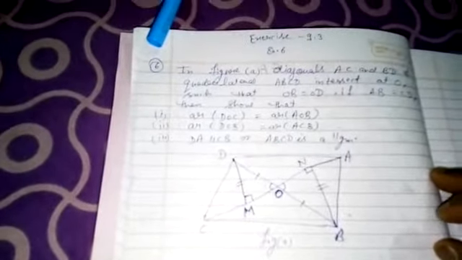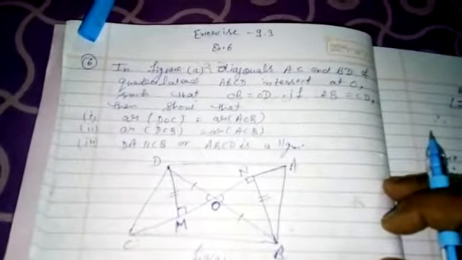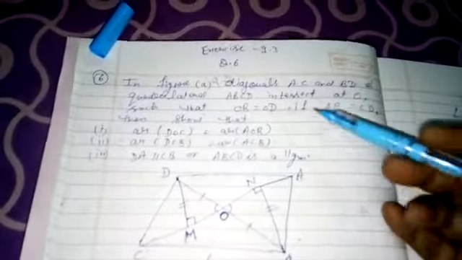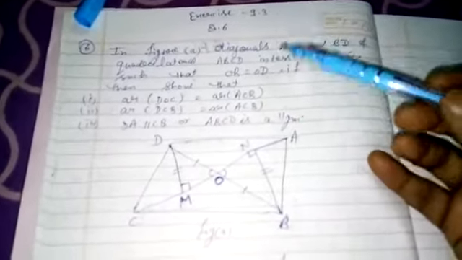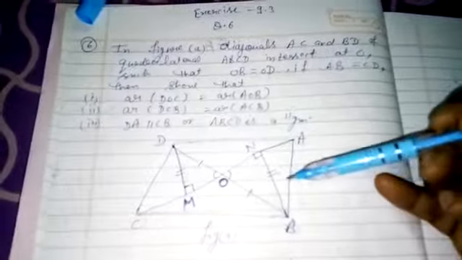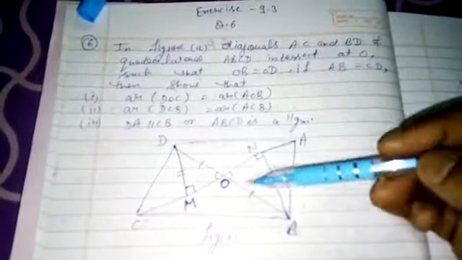Good morning students. Today we will discuss exercise 9.3 question number 6. Here you can see the statement in figure A. Diagonals AC and BD of quadrilateral ABCD. This is the quadrilateral ABCD. In it, the two diagonals AC and BD intersect at O.